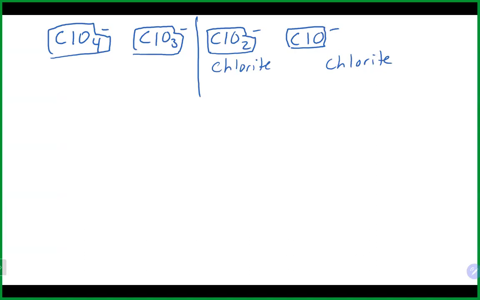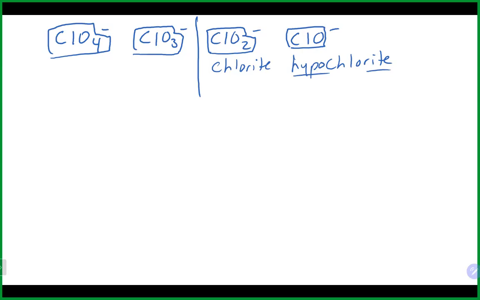You clearly cannot have the same name for 2 different things. So when you have a group of 4, the one that has the least number of oxygens in that group of 4, in addition to ending in ite, will start with hypo. So the one at the end is known as hypochlorite.